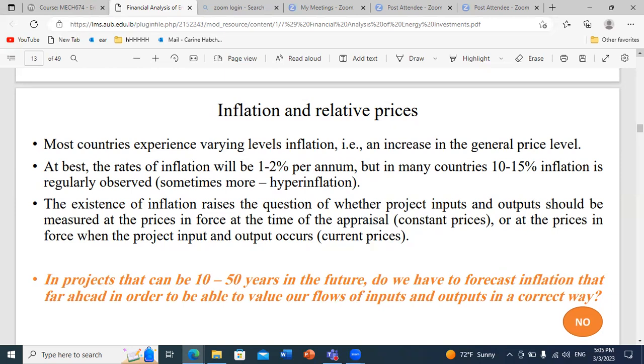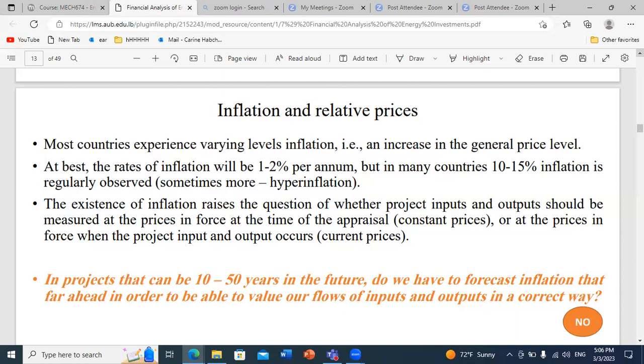The existence of inflation raises the question of whether project inputs and outputs should be measured at the prices in force at the time of the appraisal, which we mean by constant prices, or at the prices in force when the project input and output occurs. Of course, time is very important whenever we deal with a project, and we should take time into consideration. But whenever we talk about the same year, the inflation will be applied on both costs and benefits. Because of this, we don't consider inflation in the analysis.